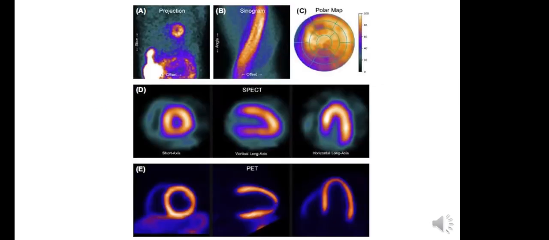This is an example of the images that are obtained during a myocardial perfusion scan. Panel A shows a single angular projection of the torso, while panel B is a single slice sinogram through the heart showing perfusion of the myocardial muscle. Panel C is a polar map with all myocardial segments represented in a single image, while panel D shows the 3 multiplanar reformatted cardiac views that are typically used to interpret these scans. These images are compared at rest and after stress, and any changes in perfusion are accordingly interpreted.